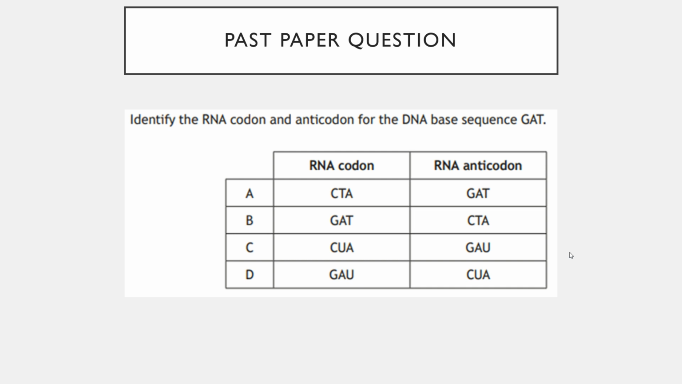For now, let's try a past paper question all about the structure. You're asked to identify the RNA codon and the anticodon if the DNA base sequence is GAT. Pause the video, select your answer, and restart to find out if you were correct.